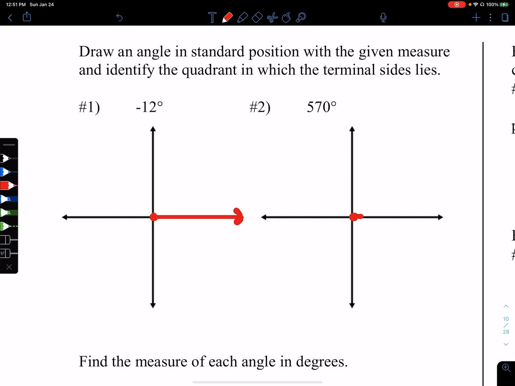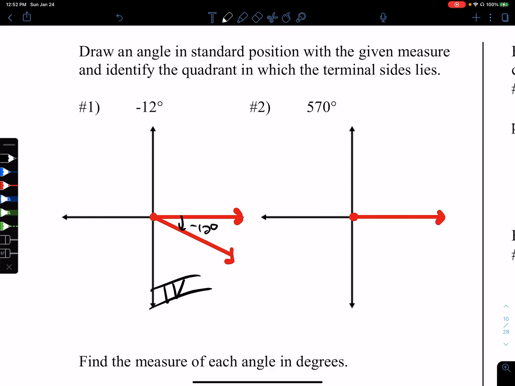I can just go ahead and draw that for each of these, the initial sides, and identify the quadrant in which the terminal side lies. Negative 12 degrees means that I'm going to rotate in the negative direction. This doesn't have to be perfectly to scale. Like so. What quadrant is that? That's in quadrant 4. Number 2 is 570 degrees.